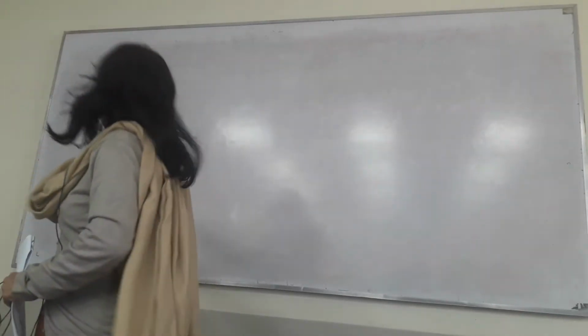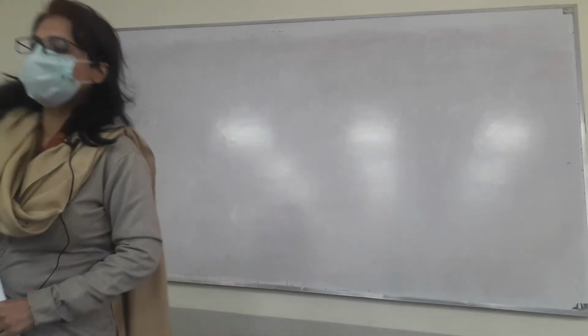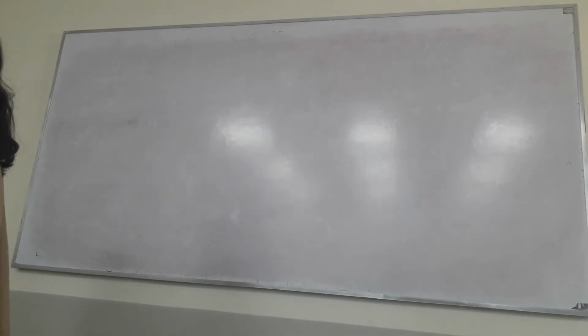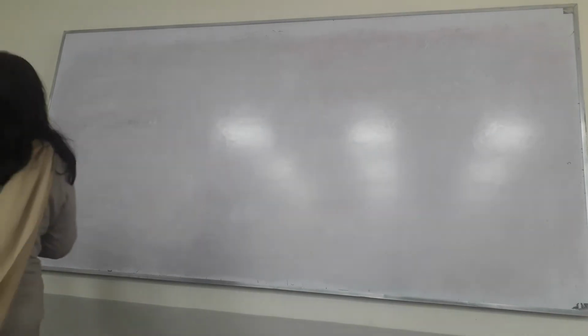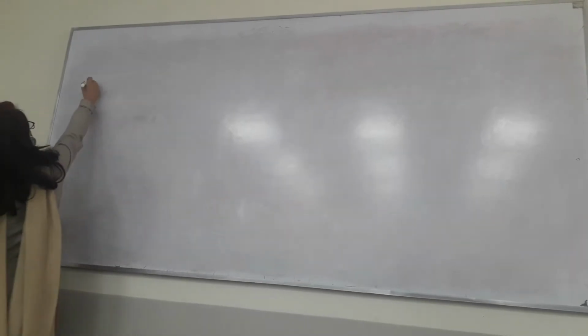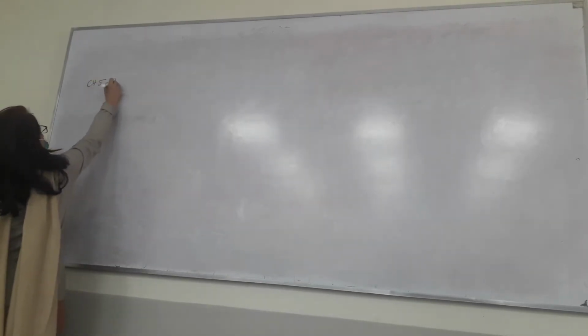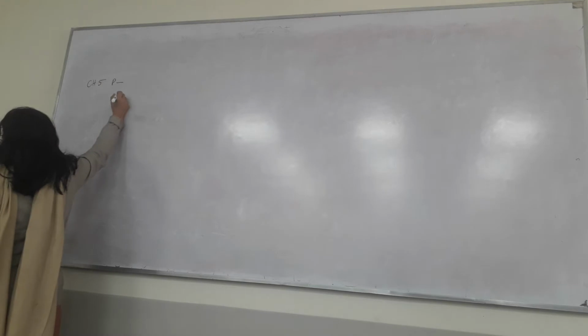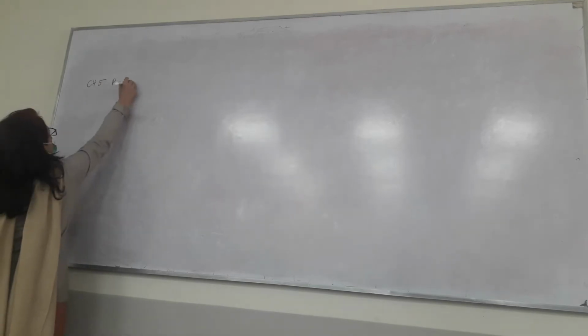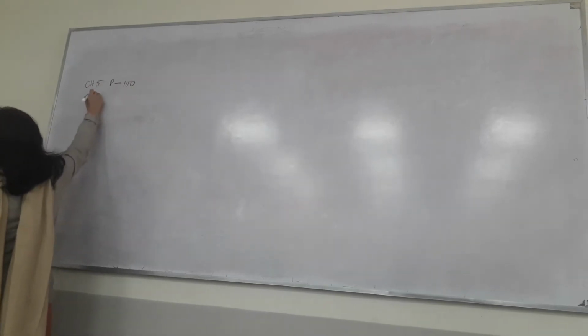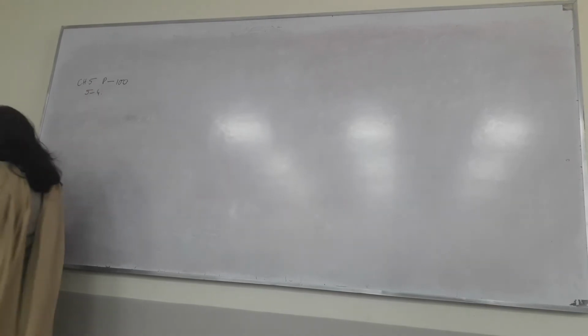About chapter 5, page 100. Okay. So we discussed this in the last class, but we will now do this in detail. So this is chapter 5, page 100. This is 5.4. So what was the case?